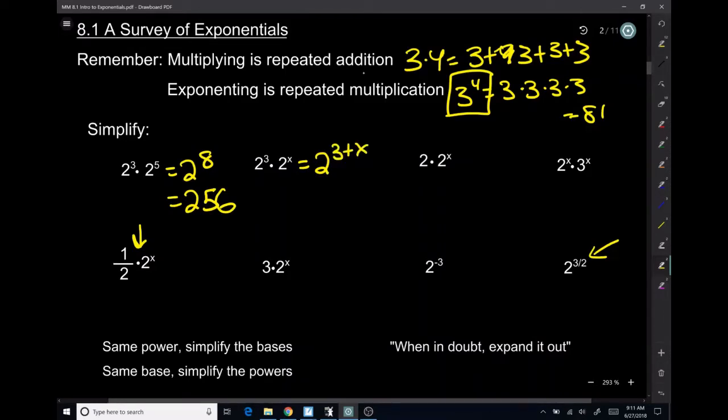This is 2 to the 3 plus x. The powers add. Here the powers add to become 8. Here they add, so 3 plus x is 3 plus x. We can't simplify that any further. 256 we could calculate, but since there's a variable up here as a power, that can't go any further.